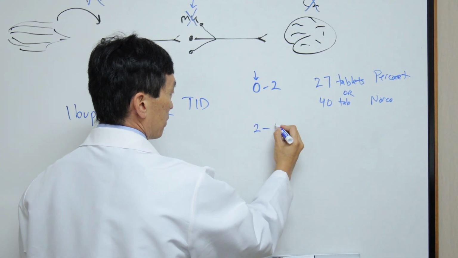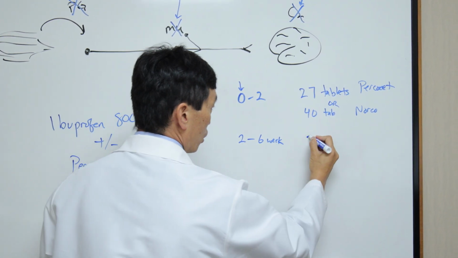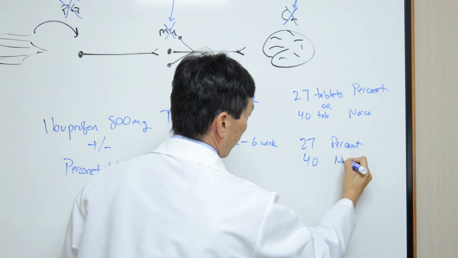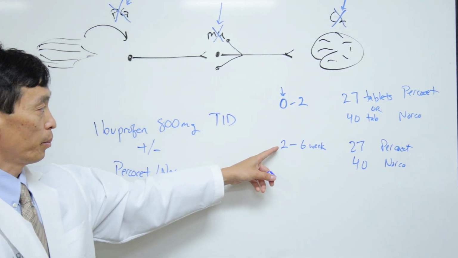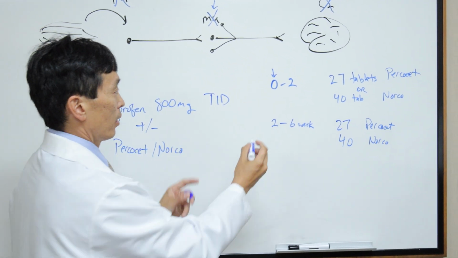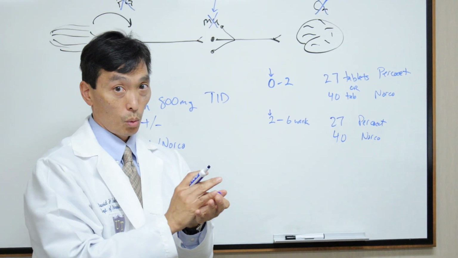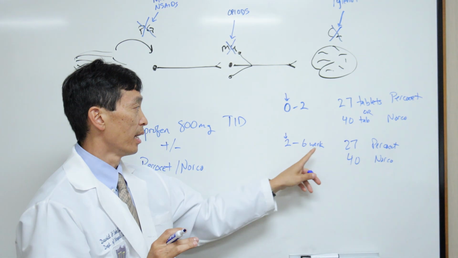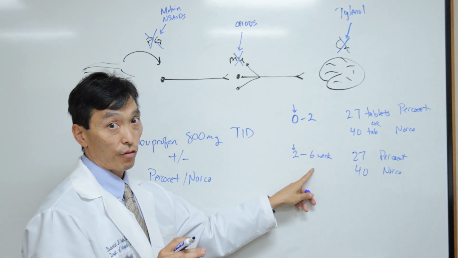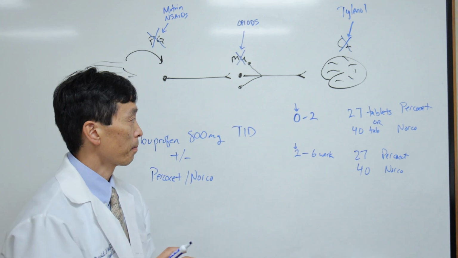At the 2-week mark, 2 to 6 weeks, we will refill the exact same thing. 27 of Percocet or 40 of Norco. This will be refilled at the 2-week mark, but now it has to last for 4 weeks. Here, it lasted for 2 weeks. By lasting for 4 weeks, we're halving the use. So it's important to know then, these 27 tablets of Percocet will have to last for 4 weeks, for a month. This means that you cannot take more than 1 Percocet per day.